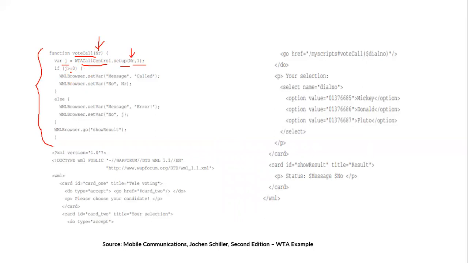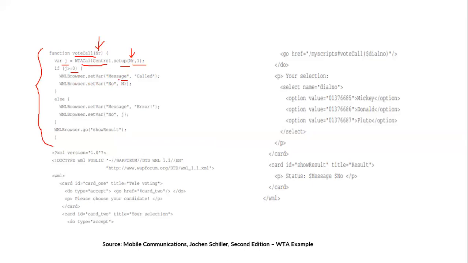So it checks if j is greater than or equal to 0, then we call WMLBrowser.setVar: the variable message will be assigned the value called, and the variable number is set equal to nr. nr is the number, whatever number the user selects. As in the previous code we discussed, whatever number the user selects will come in nr.